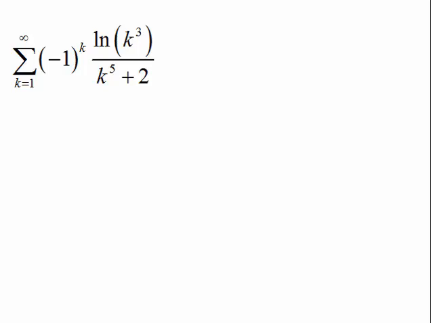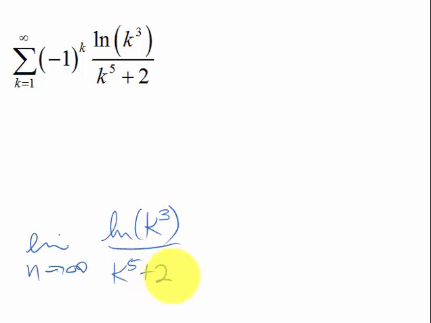I see that I have an alternating series here, and so I can see if these terms go to zero, and if they do, by the alternating series test, this series would converge. So let's first of all look at that. If we looked at the limit as n goes to infinity of the natural log of k to the third over k to the fifth plus 2, I can see that I have an indeterminate infinity over infinity.